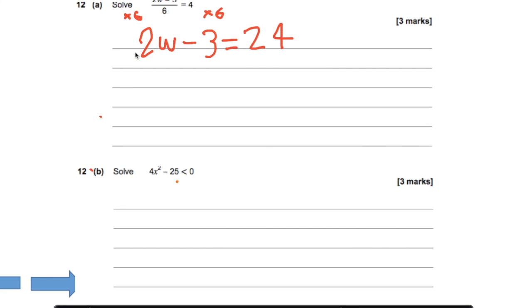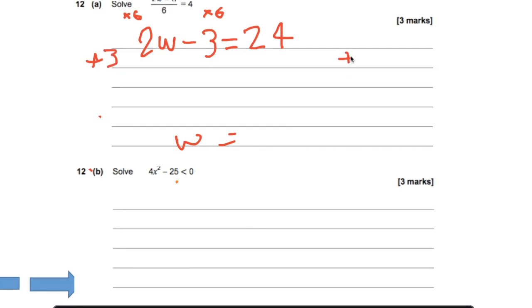Now, how we deal with this, we want to end up with w equals something. So what's preventing us from doing something straight away is this minus 3 here. So we have 2w minus 3 equals 24. To get rid of the minus 3, we do the opposite of it. So if it is minus 3, we will add 3. We want to turn it into 0. That way we get rid of it. So how do we turn minus 3 into 0? We add 3. 2w minus 3, then add 3, will leave us with 2w.